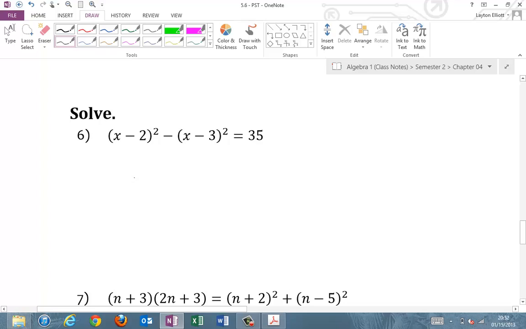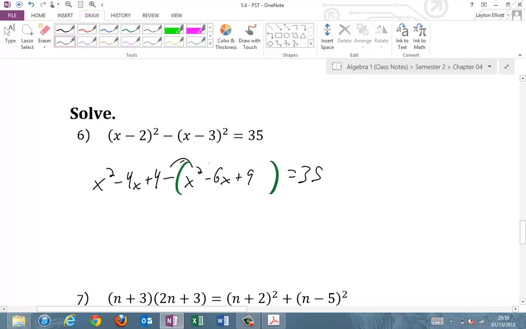We have some solves. Okay. x minus 2 squared. This is going to be x squared minus 2 times 2 times x is 4x plus 4 minus, you guys had better be thinking giant set of parentheses here for this next part, because we got a negative in front of a quantity. And that negative in front of a quantity means that after you square it, you multiply. After you square it, you multiply. That's following order of operations. x squared minus 2 times 3 times x, minus 6x, plus 9 equals 35.